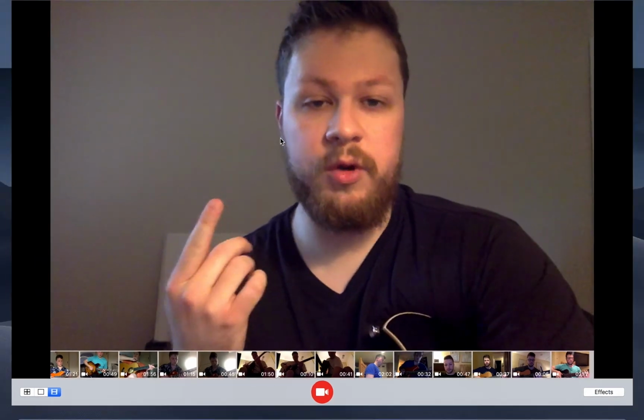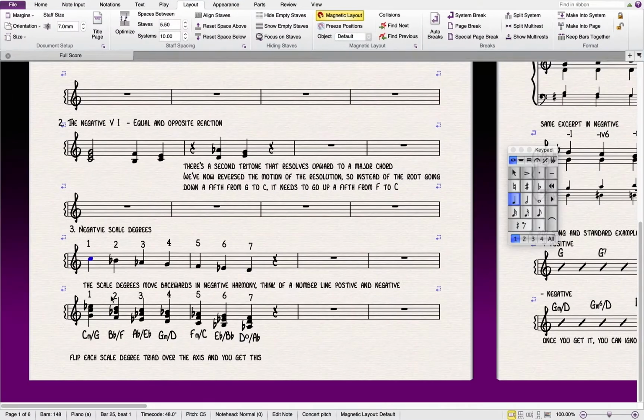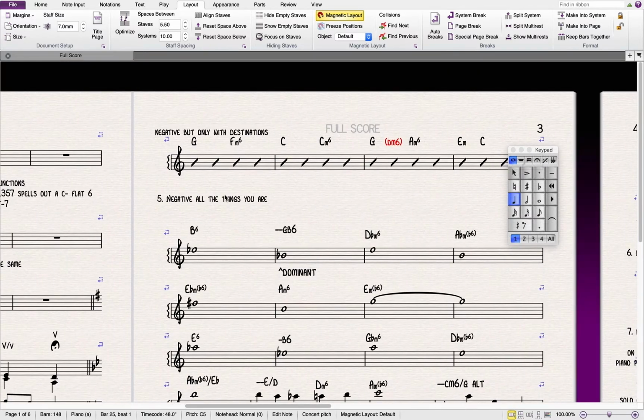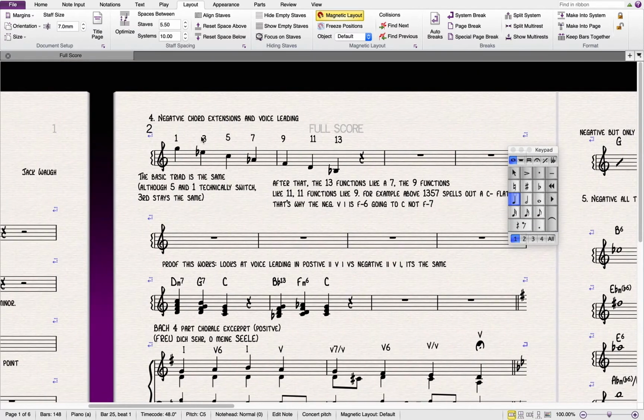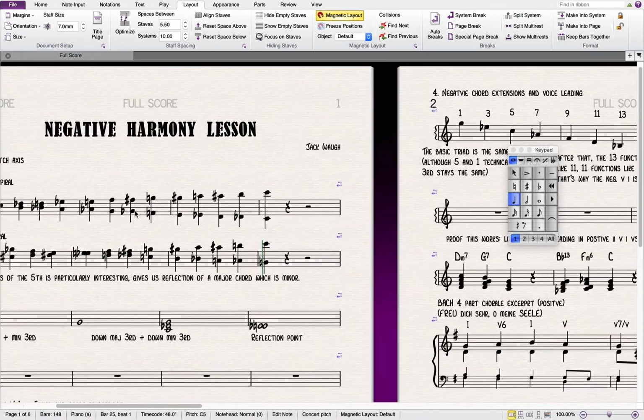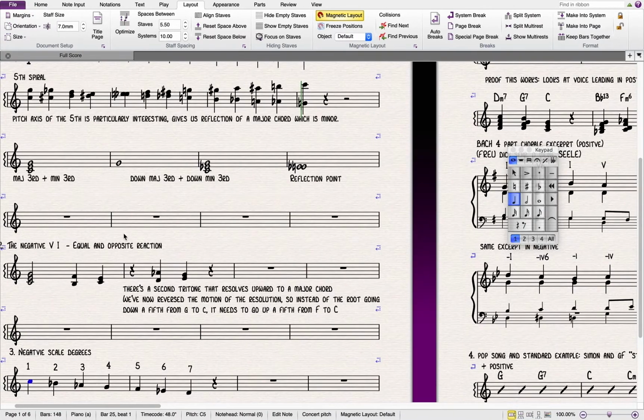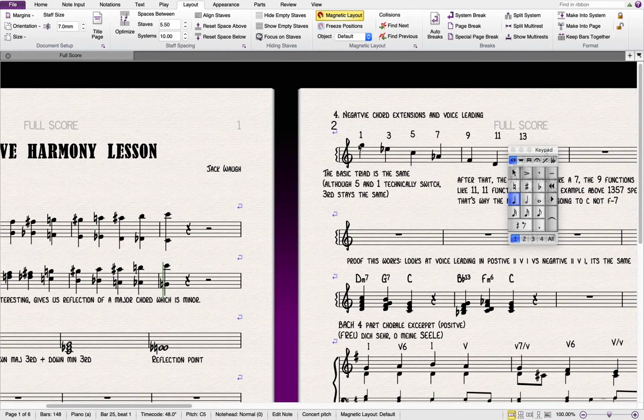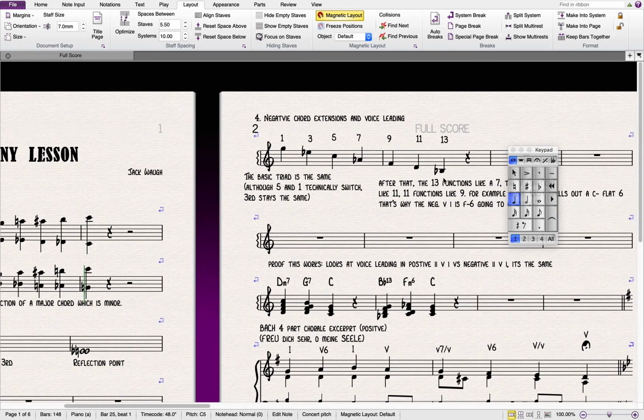Another thing that I want to point out here, and this is going to be a key part of understanding this negative harmony thing, is all of the roots are now in the bass. So we're going to talk about that in a second. Chord extensions are now totally flipped, right? Because we're starting this whole thing off of G, the C goes to the G when we flip it around. All of the functions of the extensions change.